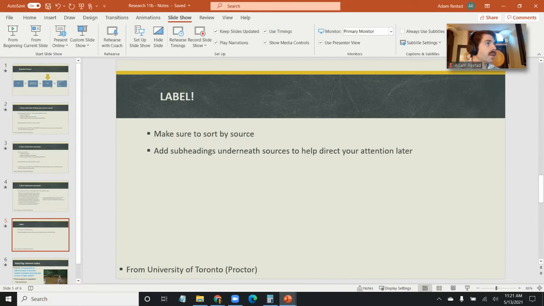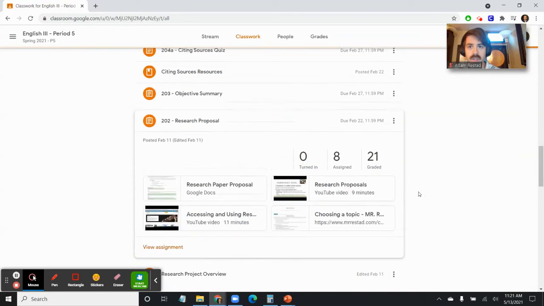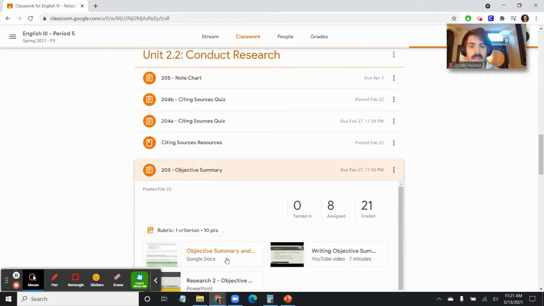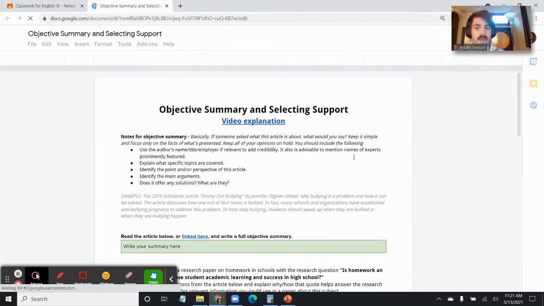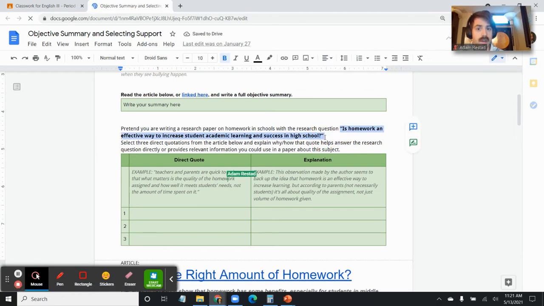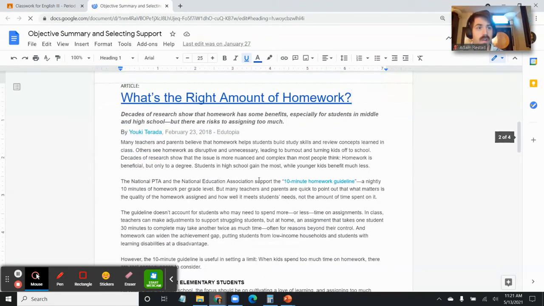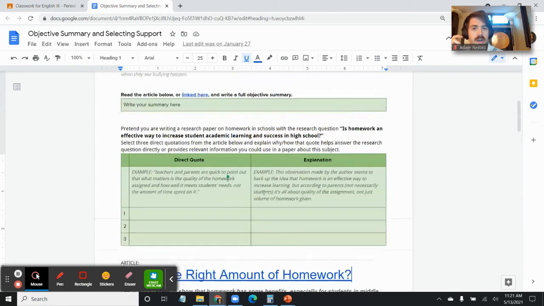So for example, we might take a look at an assignment earlier in our research project, which is taking a look at some objective summary and selecting support. This is one of our practices that we're going to use. If this is my research question and I've found a good source, I need to read this article, and I'm going to try to find like 1 or 2 sentence chunks that would really help me answer this idea: is homework an effective way to increase student academic learning and success in high school?